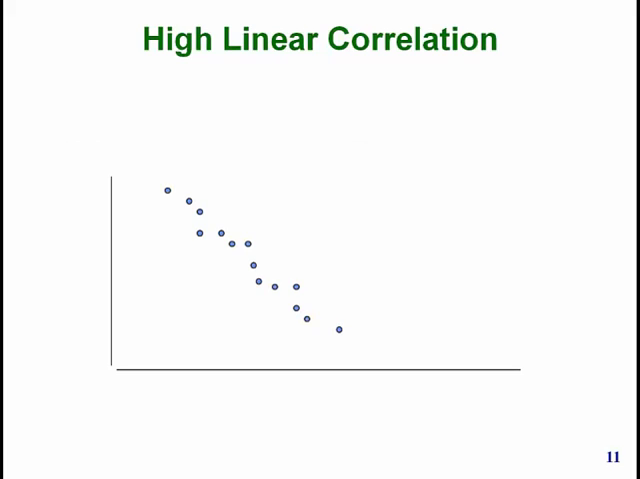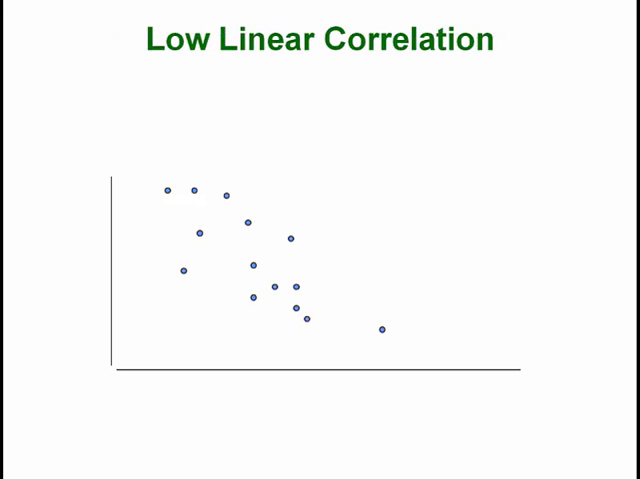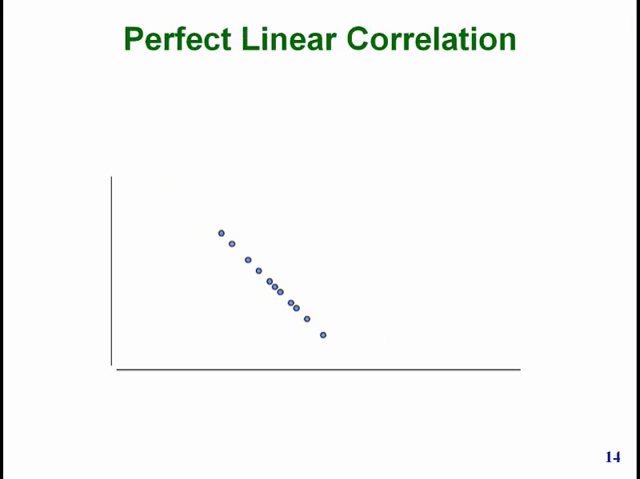When our points are closer to a straight line, we know that we have a high linear correlation. As they begin to separate from the line, we get to a moderate linear correlation. As they continue to separate from the line, we get to a low linear correlation. And if all the points are on the line, if the equation is modeled exactly, then we have a perfect linear correlation.